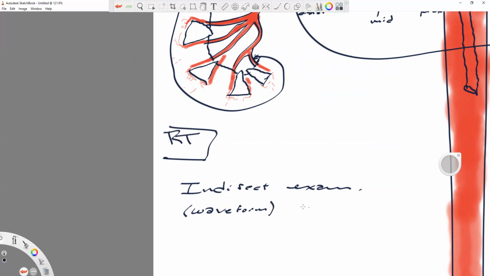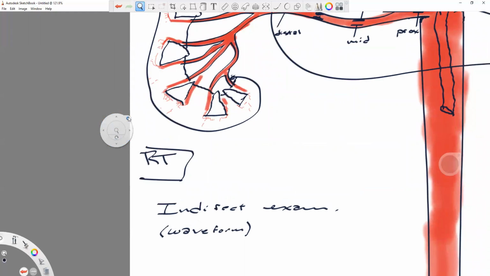We don't care. Look, if you're up in the parenchyma of the kidney, you don't have to bother. You can. It's not going to hurt the exam, but you really don't have to bother with angle correcting up here because we do not care about the velocity.